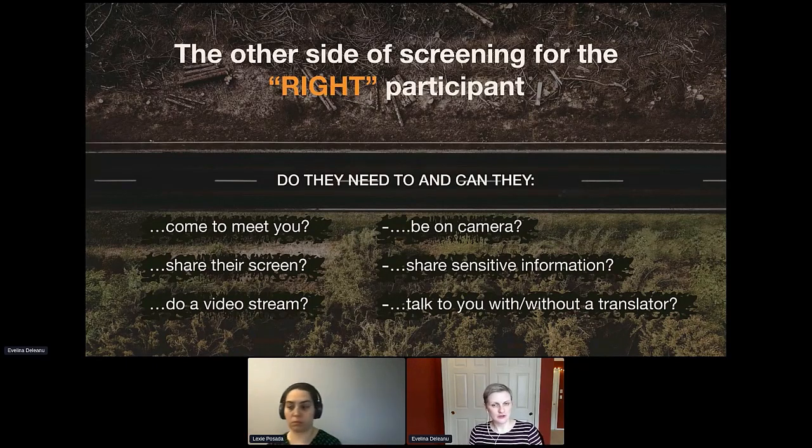Are they going to have to share their screen? Do they have the technical know-how, and do they have the capabilities to share their screen if that's a requirement for the study? Can they do a video stream? Can they be on camera with you? And not just can they, but would they be willing to? Would they be willing to share sensitive information with you as part of the study?